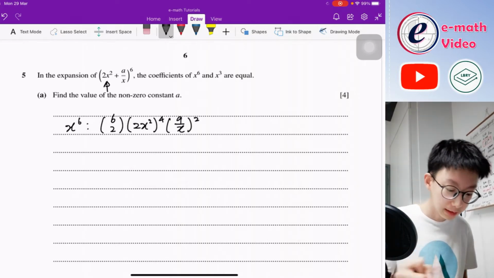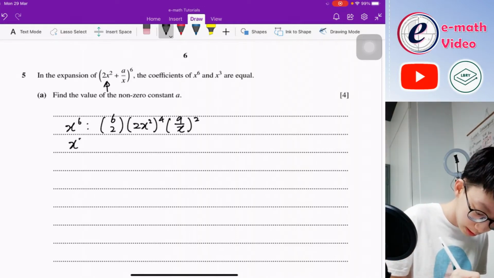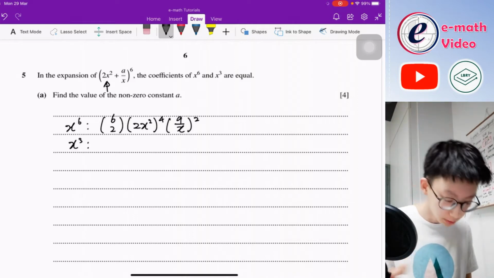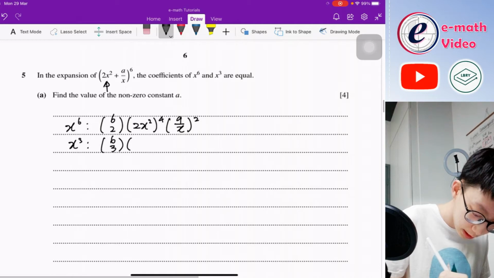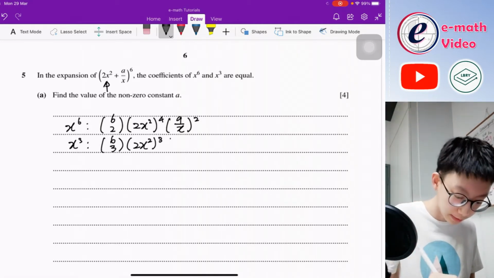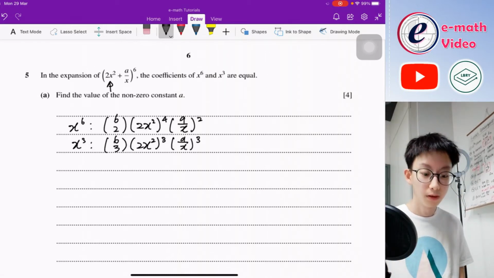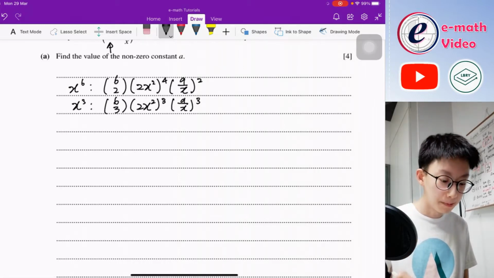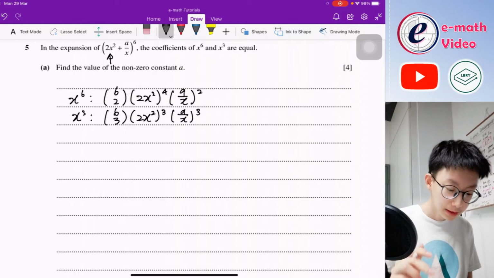Then how about the coefficient of x cubed? And of course we will compute this later when we compare both of them together. So it will be 6c3 times 2x squared to the 3rd power and a over x to the 3rd power. So when we compare the coefficient of x to the 6 and x cubed, we'll have 6c2.